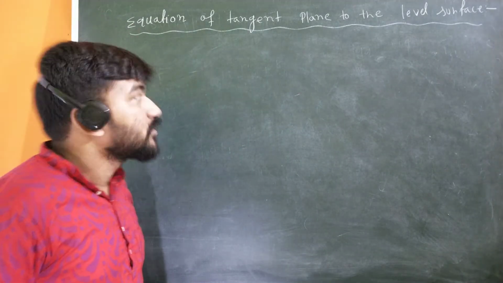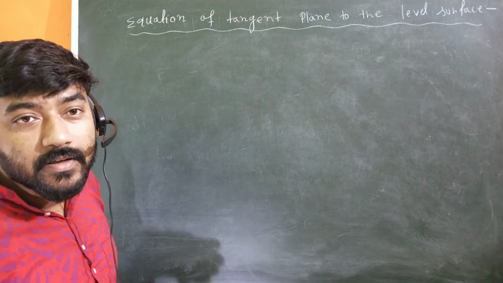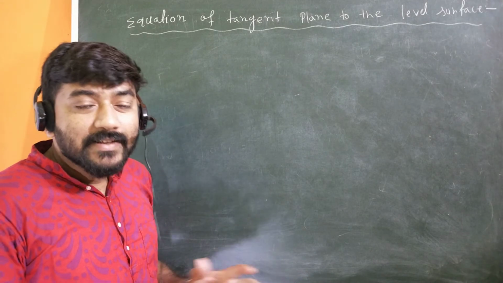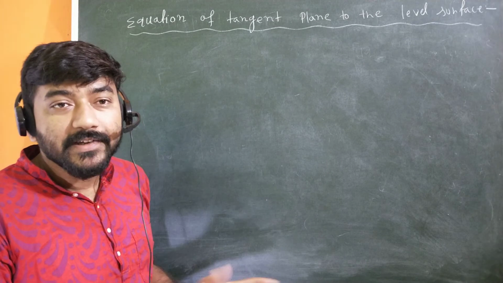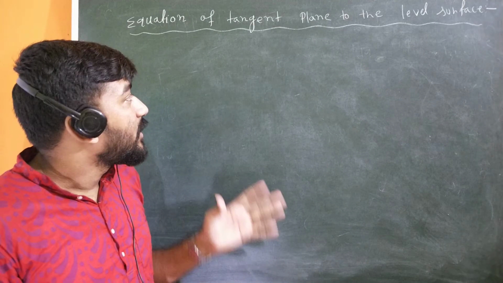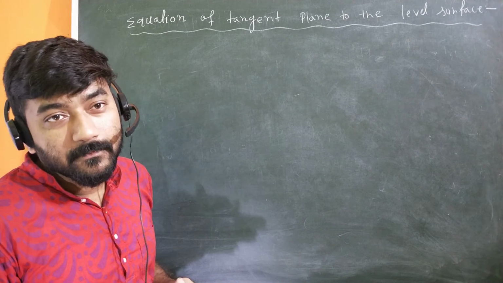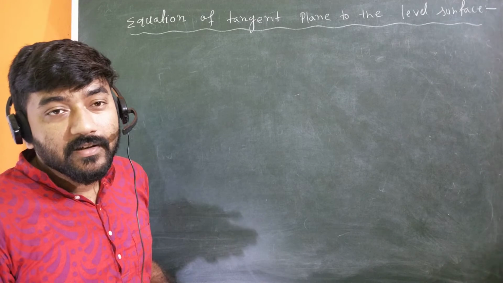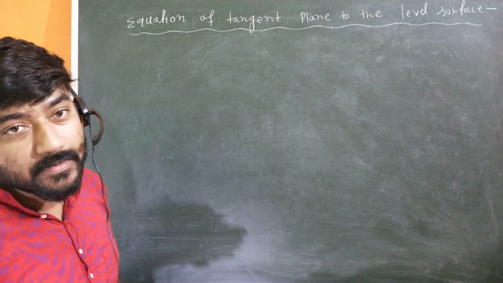So dear students, today I will discuss the equation of the tangent plane to a level surface as well as the equation of the normal to the surface. In the last class we discussed gradient and some properties of gradient, directional derivative, etc. Today I will discuss mainly the application of gradient in geometry. By using the concept of gradient, the direction of gradient, how can you find the equation of the tangent plane to the level surface?